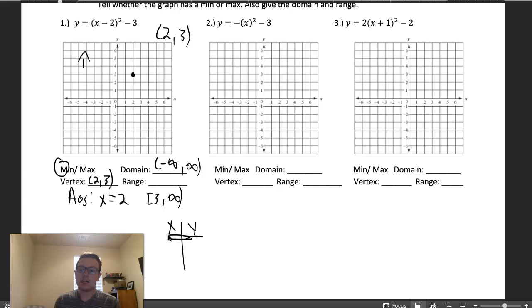If we're looking at a normal squared equation, 1 squared will be 1. So this means going from the vertex, we'll go over 1 either way, because minus 1 squared is also 1, and we'll go up 1.